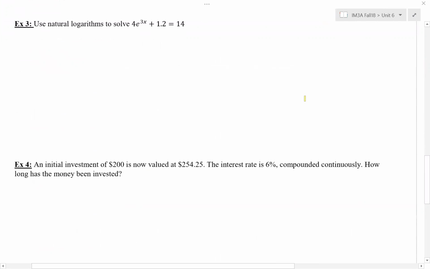So the back side uses e, so we're going to be using natural logs as we solve these equations. If I have 4e to the 3x power plus 1.2 equals 14, my goal here is that I want to isolate the e. So I want to isolate the e to a number so that it's equal to some other value. Okay, so I want it to look like that.